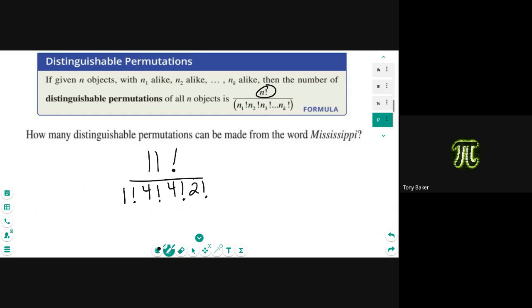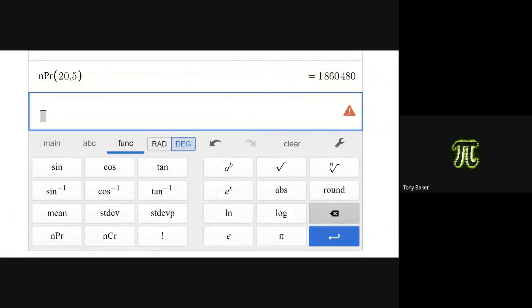Okay. So the top is going to be how many values you have. And the bottom will be how many of each of those types. So 1 M, 4 I's, 4 S's, and 2 P's. So now we go to Desmos. On that same screen with the NPR and the NCR, there's a little exclamation point right there. So I'd hit 11, hit that. 1, 4, 4, 2. And that's my answer.